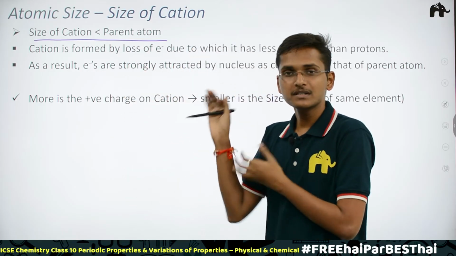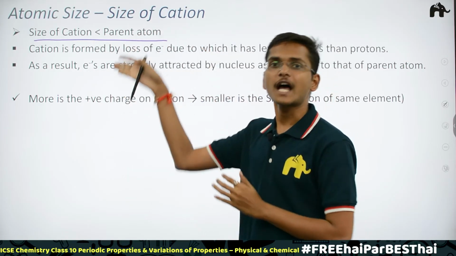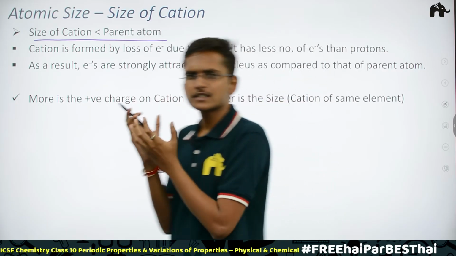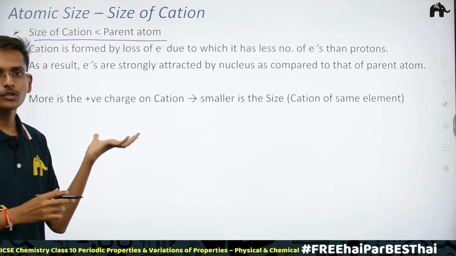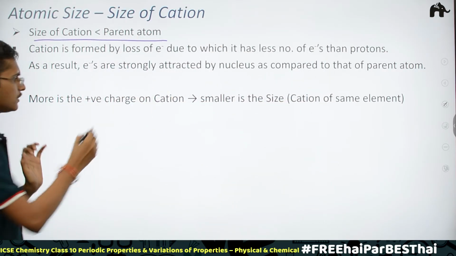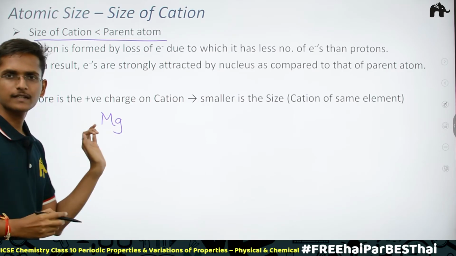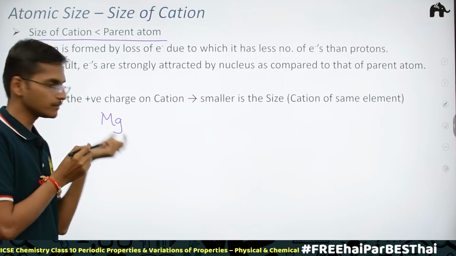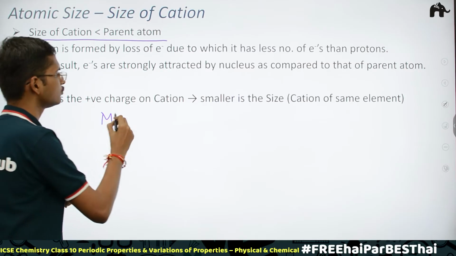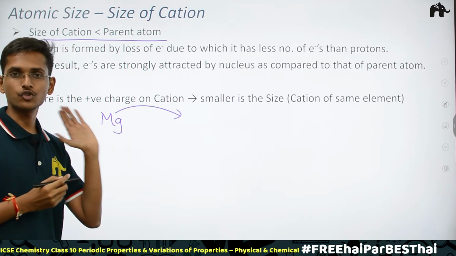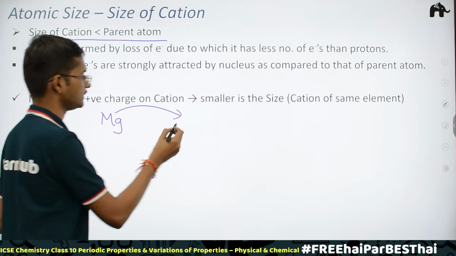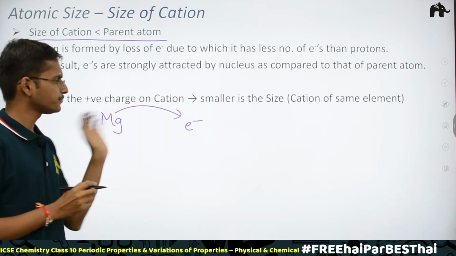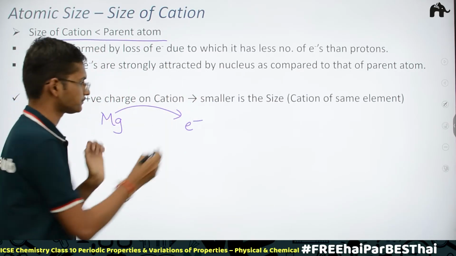Parent atom means the atom from which the cation is formed. Now first let's understand how the cation is formed. Very simple. By taking an example, you would understand this. I'm taking an example of a magnesium atom. I would tell the magnesium atom, oh magnesium atom, just lose one electron. So yes, it is losing its electron.